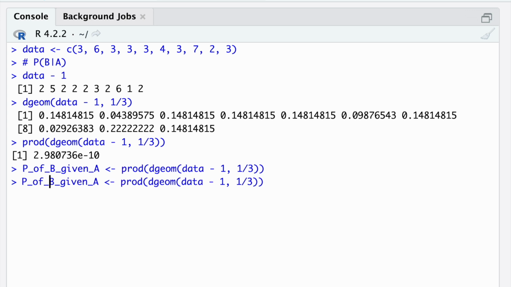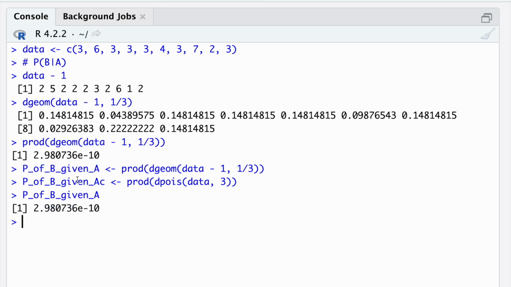Okay, and we also want to look at the probability of B given A complement. And that's just going to be similar, except instead of using dgeom, we're going to use dpois. And then Poisson uses the same definition that we do, so we don't have to change the data at all. And then it's given to you that lambda value is 3, and so we can look at these two values. So that's the probability of seeing this thing with a heads, and this is the probability of seeing this thing given that you got a tails, and so the Poisson's looking a little bit more likely here.